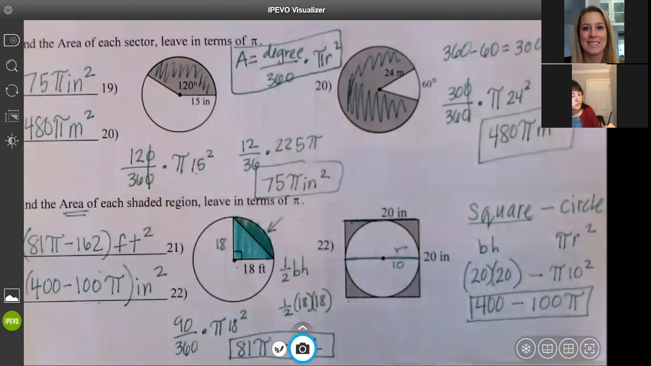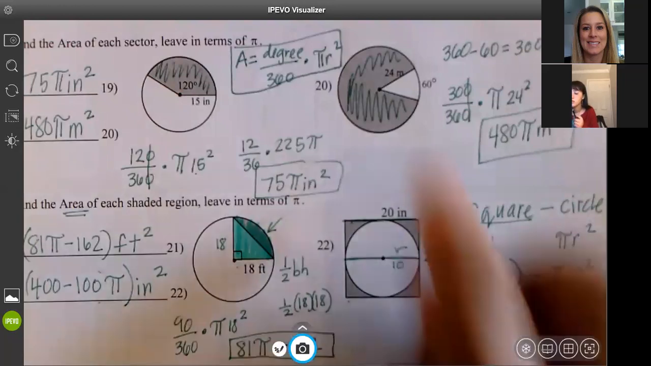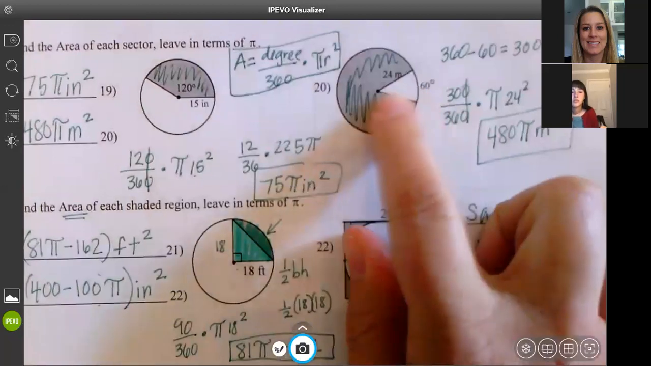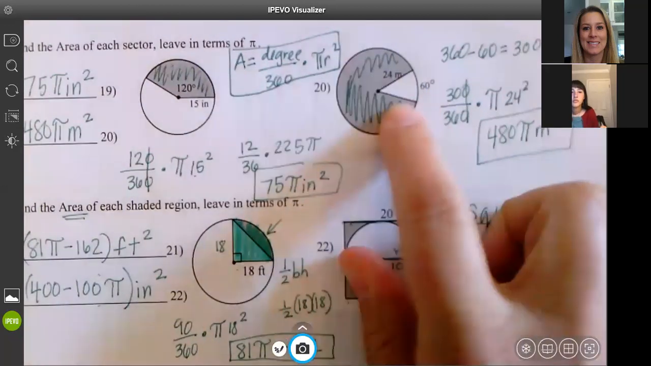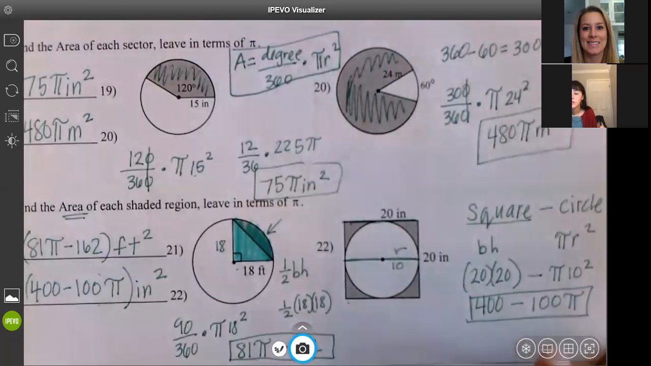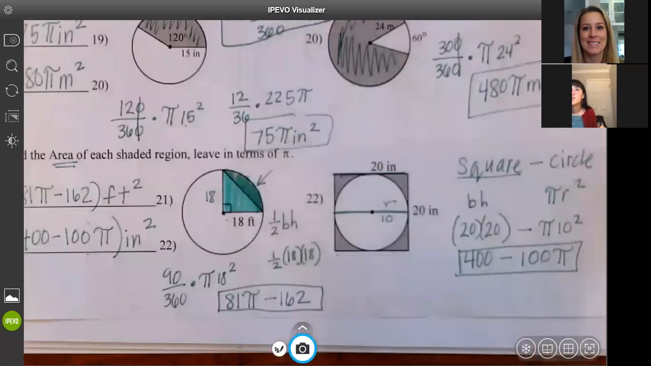Because I did 60 divided by 360. Oh, that's why. Yeah. You found the area of this little piece instead of this big piece. We want the Pac-Man piece. So your process is right. It's just that you've got to find the right degree for what we're looking for as far as the area goes. Okay. And then the last two, how'd you do on the last two?